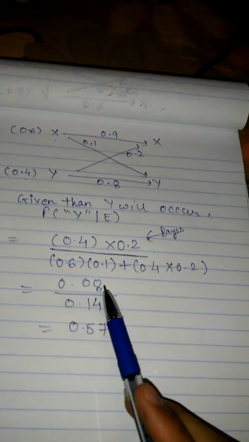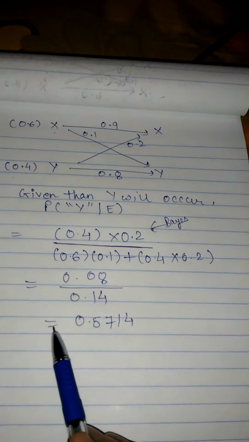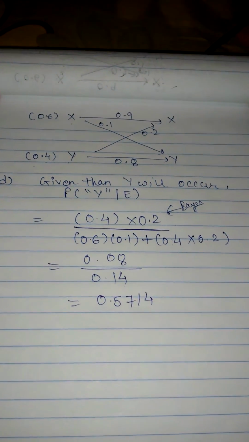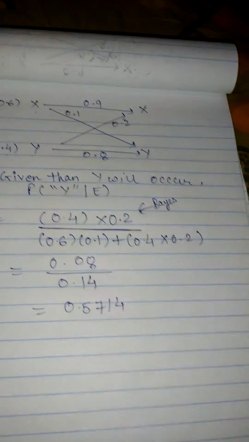So 0.08 divided by 0.14 is equal to 0.5714, which is the probability of getting an error if specifically Y is chosen.